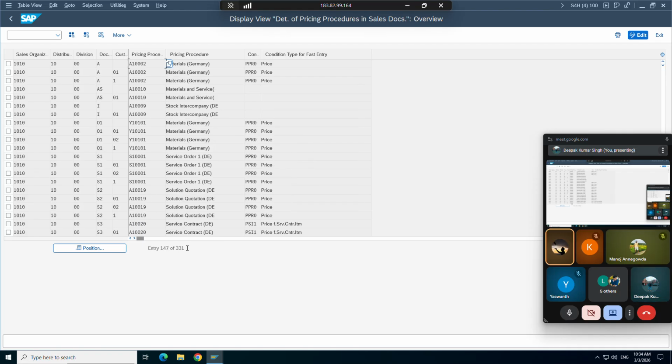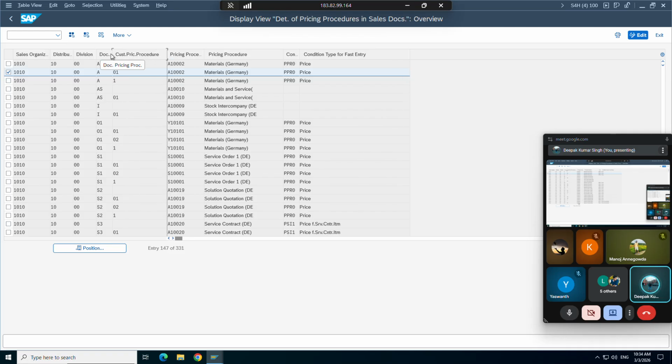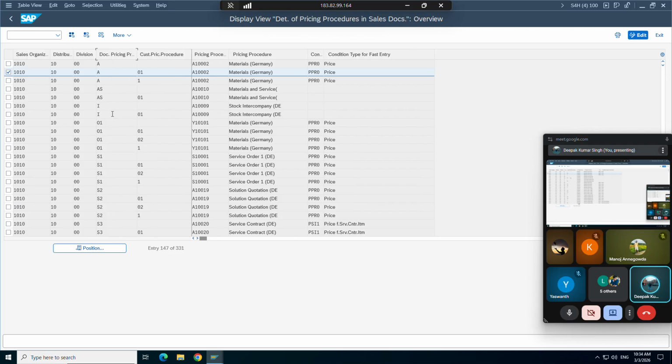You see, this is what it has taken, right? This is our sales area. This is our customer pricing procedure. There are a few fields, 5 fields basically, which control the determination of the pricing procedure. First, second, third, fourth, fifth. So based on these 5 fields, you can have your pricing procedure. You see, this is our sales area. This is 01, and where this A is maintained, you see, the document pricing procedure.